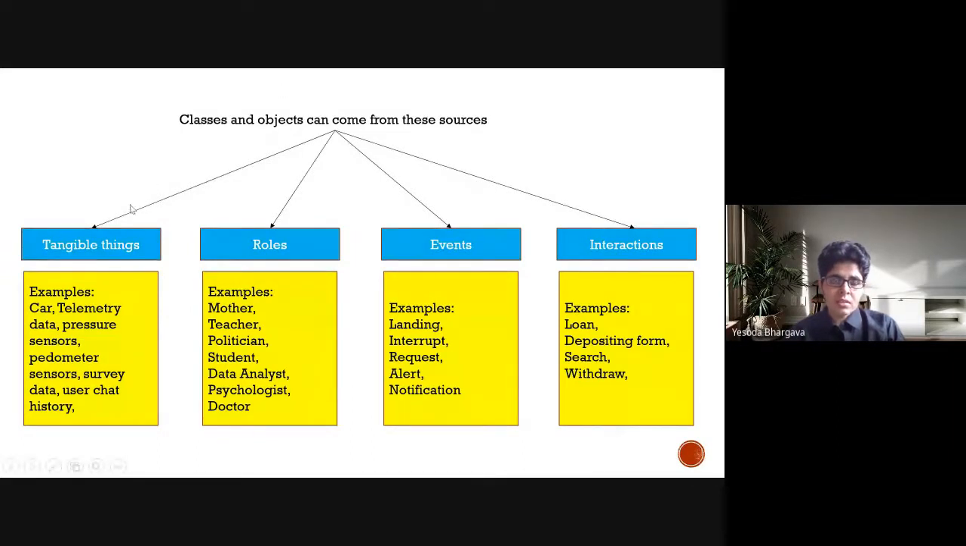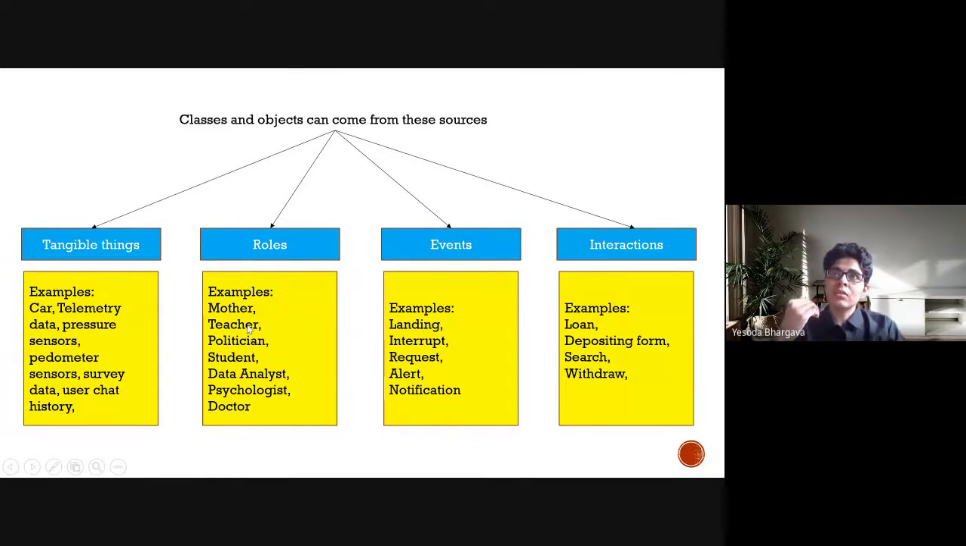They can be either tangible things, for example, a car, or certain kinds of data, some sensors that you are using to gather data from your product and then analyzing it. If you are using some survey data, that could become an object, then a user chat history and things like that. Other examples in which the objects can be identified is that they can play some roles in your system. Based on that, you can identify the object.